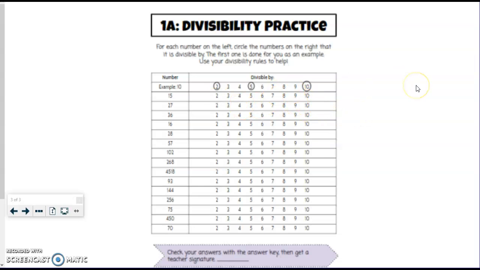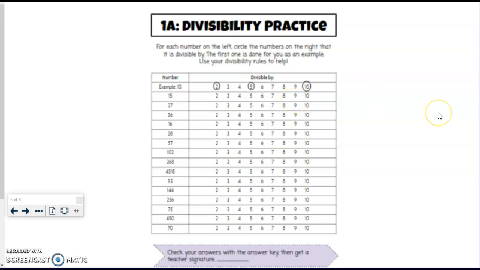So you're going to want to look at your rules and ask yourself what numbers are going to be divisible by it. What I would suggest you start with is your 2s, 5s, and 10s, because those are the rules that you should probably know already, and they're pretty simple. So I would go through and look at, okay, what numbers are all ending in even numbers. If they end in an even number, you know you're going to circle 2. Any number that ends in a 5 or a 0, you're going to circle 5. Any number that ends in a 0, you're going to circle 10. So start easy, and then you can go back and check for 3, 4, 6, 7, 8, 9.